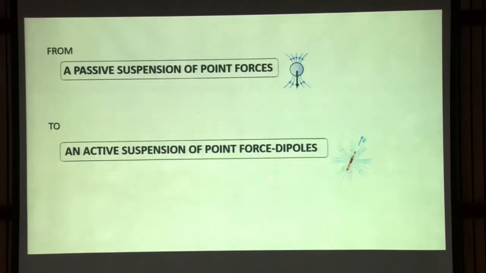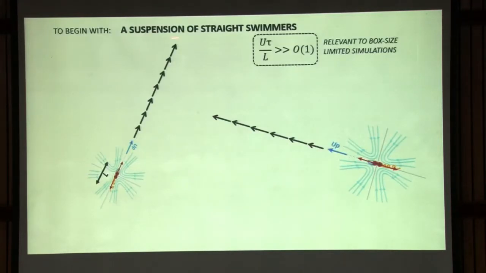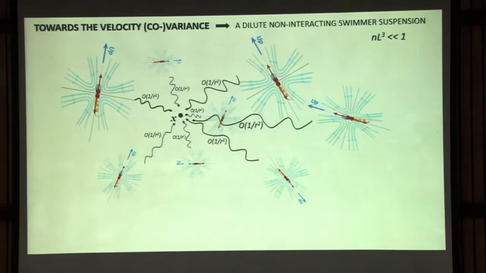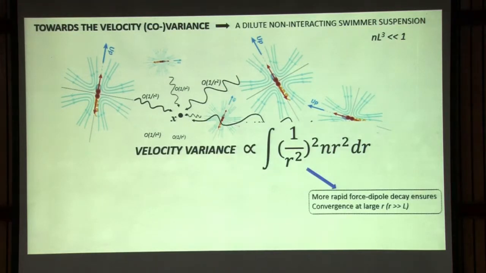But if I now go to a suspension of forced dipoles, which is what swimmers are, I'm going to start from a suspension of straight swimmers, which are relevant to simulations. So they go on for very long before tumbling, changing orientation. So I can neglect that change of orientation and assume them to move straight. Now for the velocity variance, I again consider the point x, and then I have these swimmers that I want to add up. Now each swimmer produces a 1/r squared velocity field. So when I add them up, I have the square of 1/r squared, which is 1/r to the power 4, and then when I integrate over the volume, it's convergent because there are 4 r's in the denominator, only 3 r's as the volume grows.